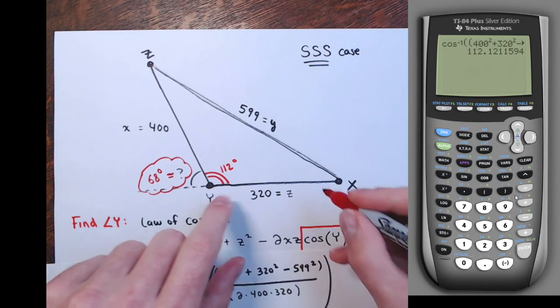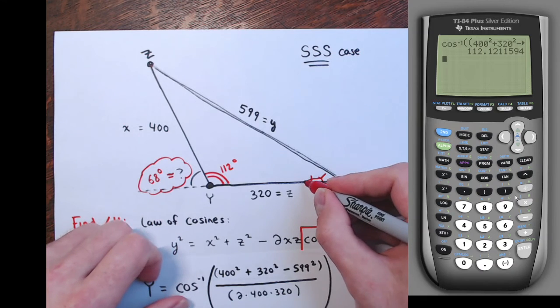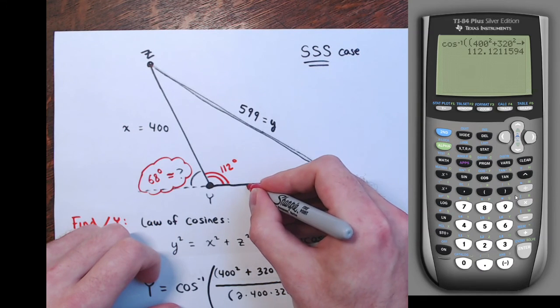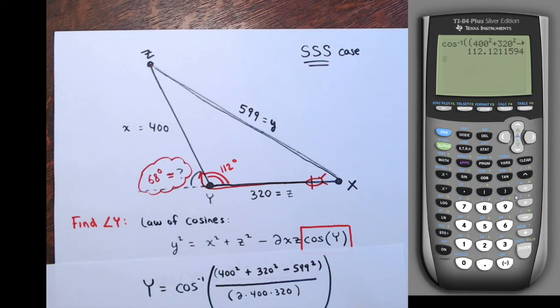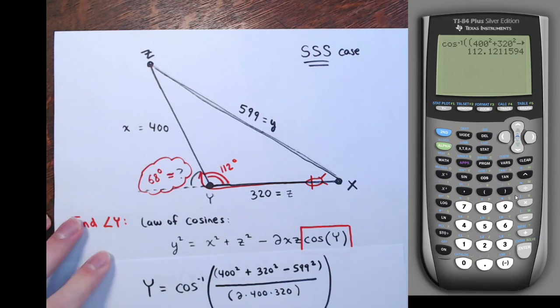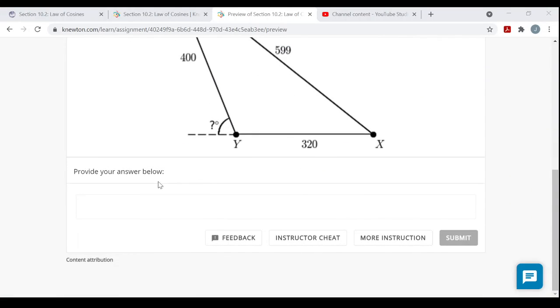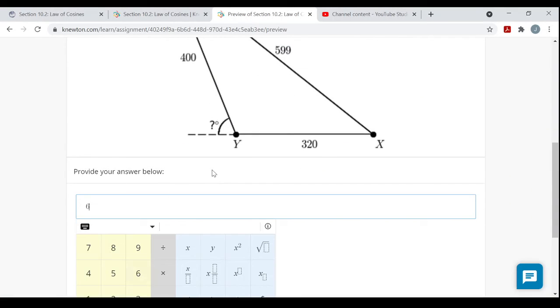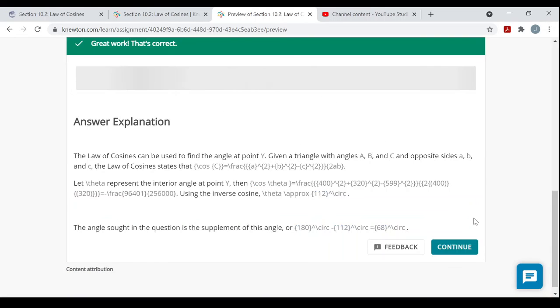So the plane's traveling this way. Say that's a plane. Ooh, that's a terrible plane. Traveling this way, traveling this way, traveling this way. And that would have to turn 68 degrees to head toward point Z, if these are all the true distances. Okay. So back here I'll enter 68. Now they didn't say put a degree symbol, just 68. Great.